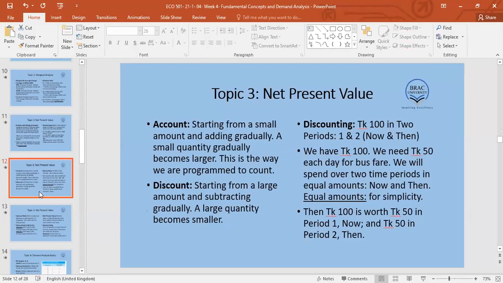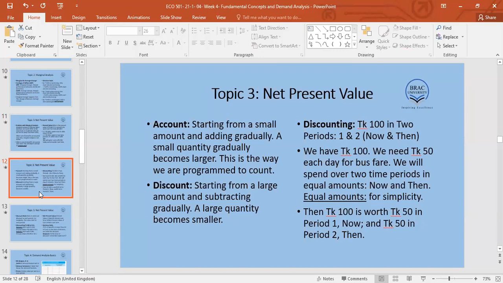Now, what is net present value? One thing we have to distinguish here is accounting and discounting. Accounting means what? Counting from zero, adding. When we say count, we are actually referring to account in accounting science. We start off with a small amount, say 0, and every time period we add a little bit more. This is accounting.